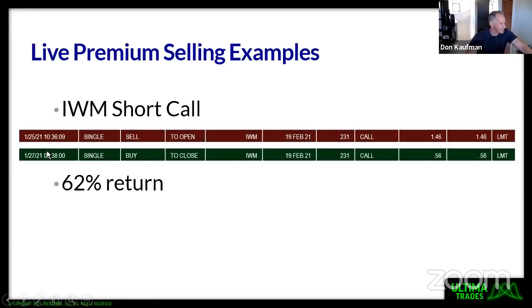Look how fast this is too. Okay, 62% return. Sold them for $1.46, bought it back for what? For 56 cents. Now, when I show you this, you can go out there and you can do 1 contract. And 1 contract, okay, it's $146, okay? And then what? You buy it back for 56. So what are you really making in here?